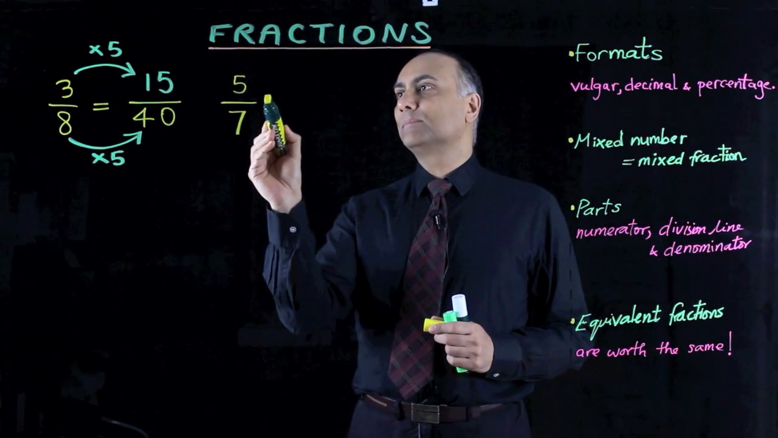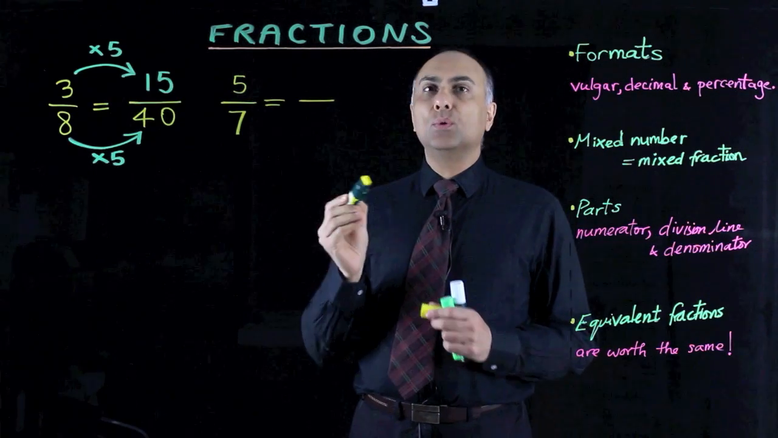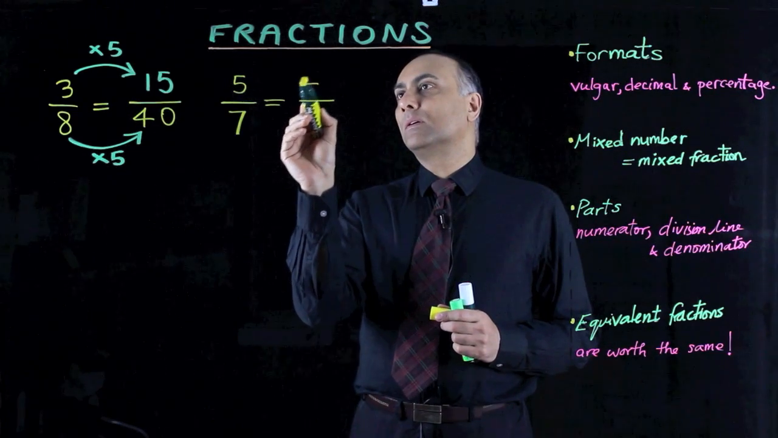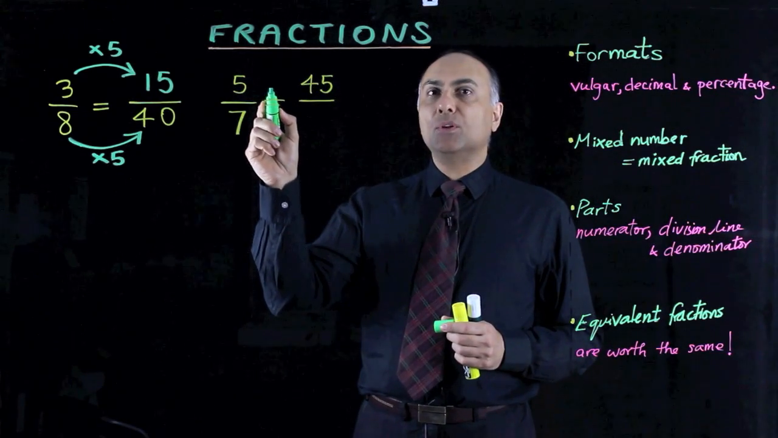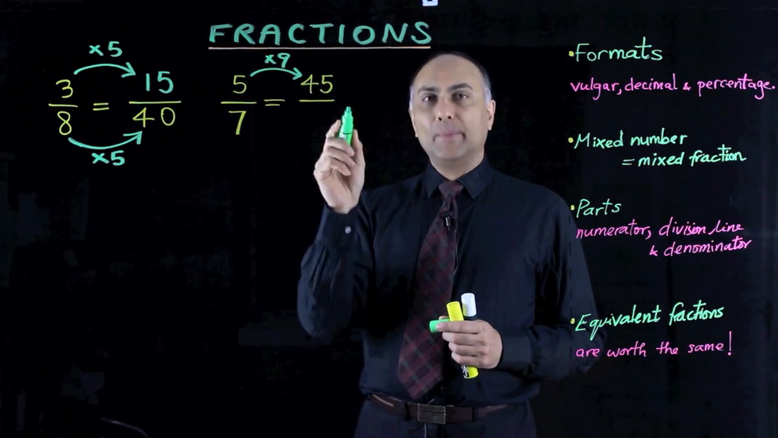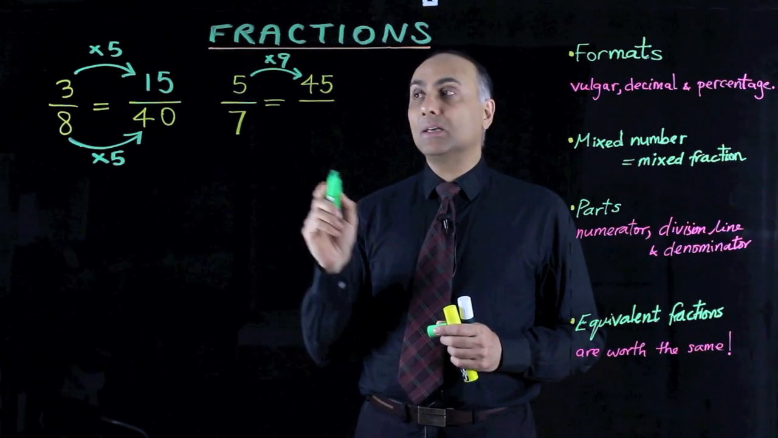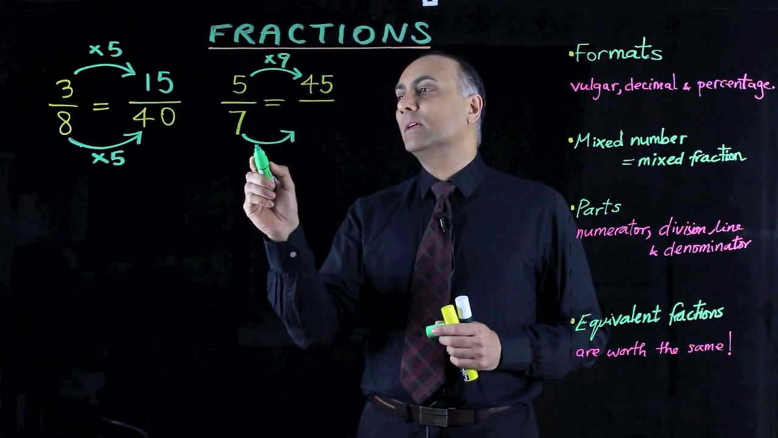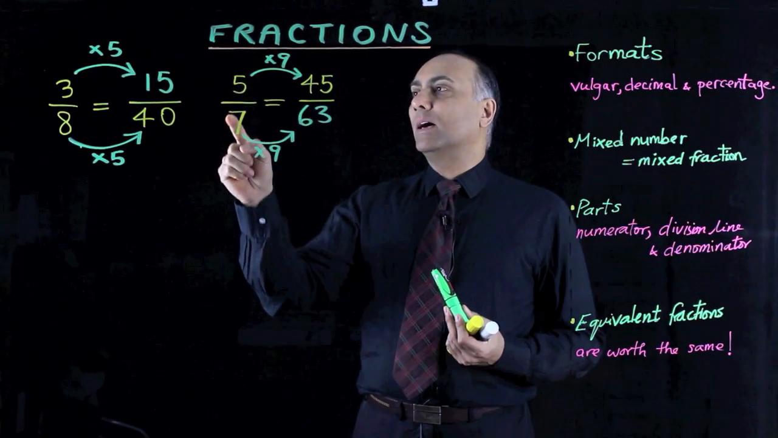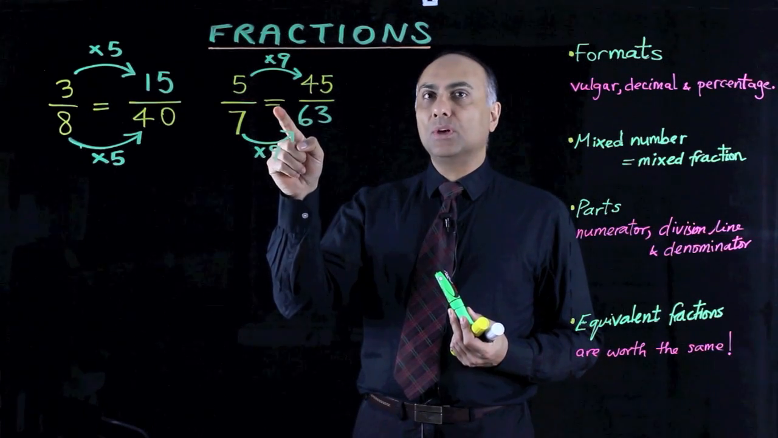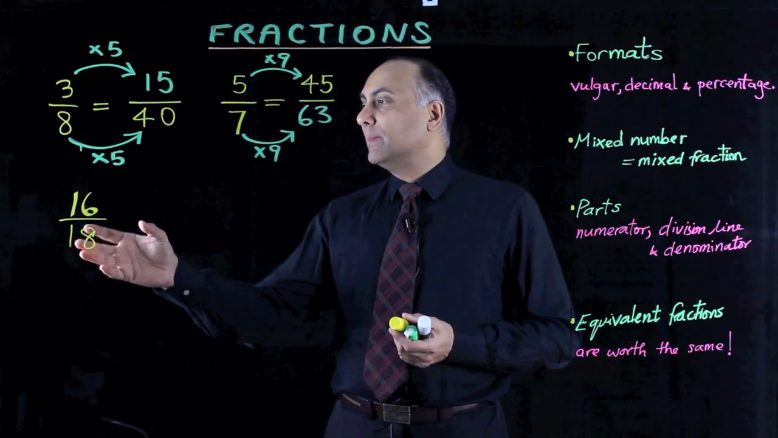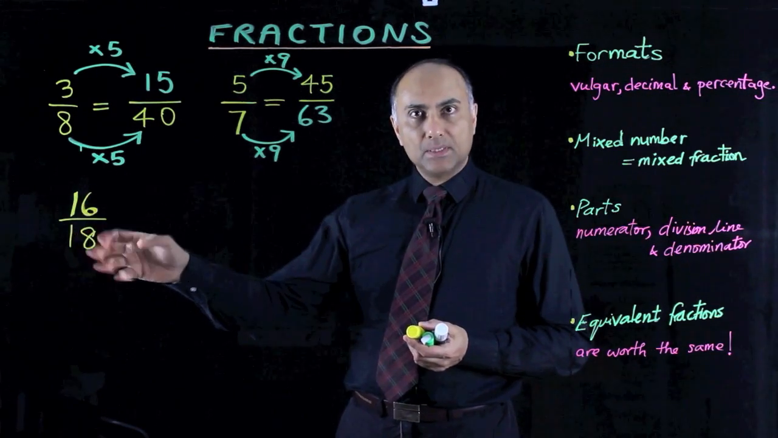Let's take another example. Supposing we have this fraction, 5/7, and we want to know what the equivalent fraction would be if the numerator was 45. We'd scale up the numerator and denominator in the same way. So 5 multiplied by 9 makes 45. So we have to scale up the denominator in the same way. So that's 7 times by 9, which gives us 63. So 5/7 is equal to, or equivalent to, 45/63.